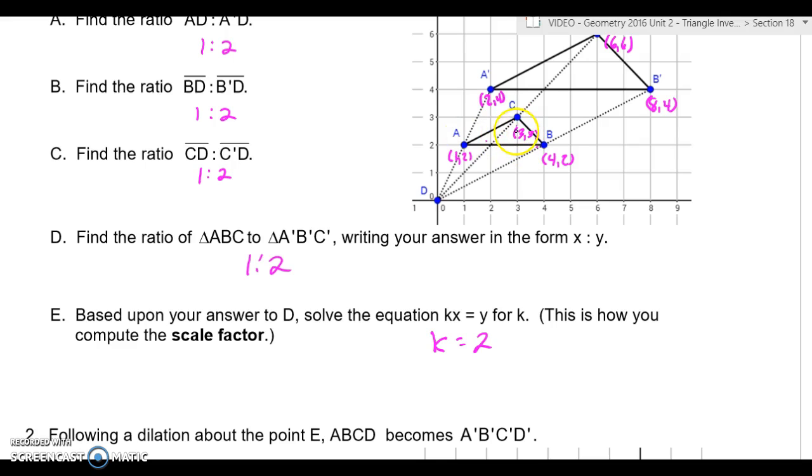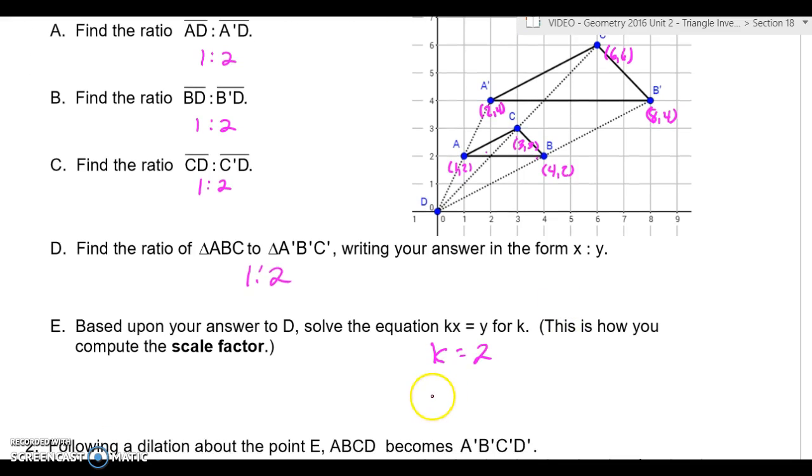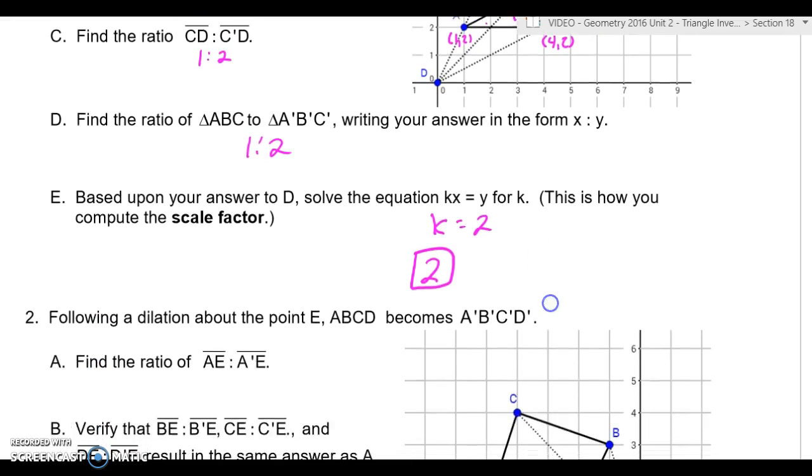If we had triangle ABC to get this triangle A prime, B prime, C prime, we clearly made it bigger by a factor of 2. We multiplied every single side, or every coordinate, by 2 to get that new triangle. So our scale factor would be 2. Now again, you can solve it by the equation or reason your way through it that, well, the sides are doubling, so the coordinates are doubling, so it's a scale factor of 2.